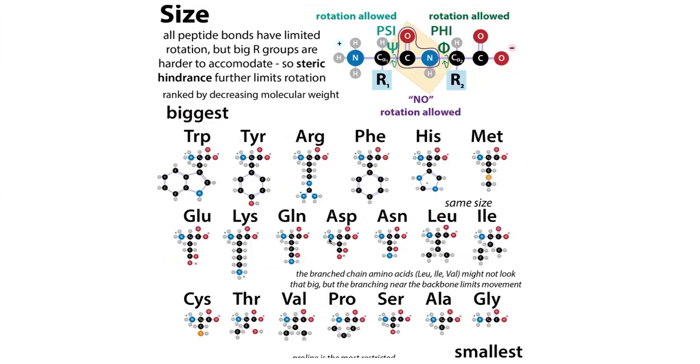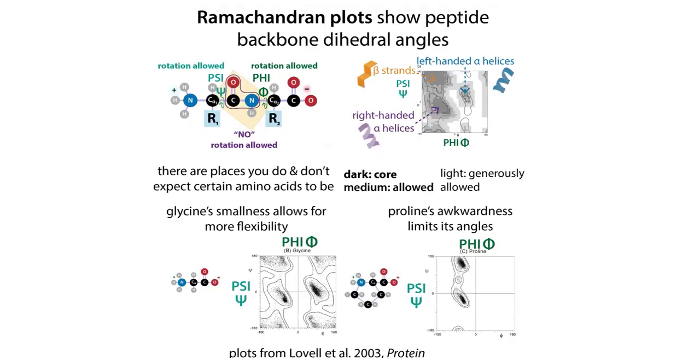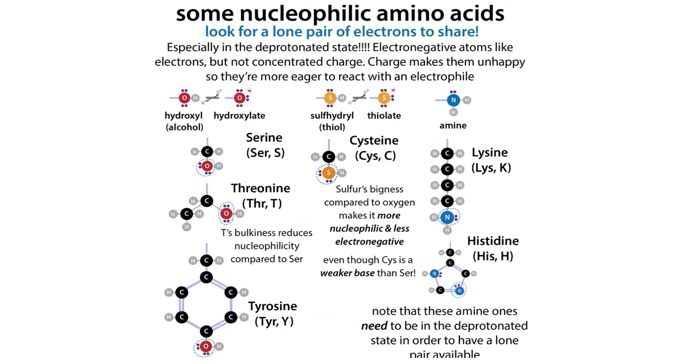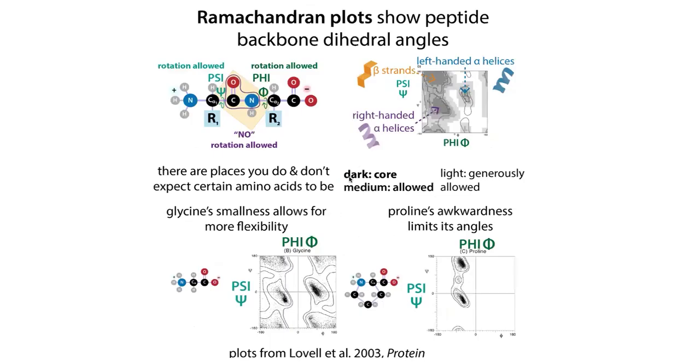But speaking of flexibility, both threonine and valine are what we call branched chain amino acids, and they have their branching close to their backbone. This is going to make it hard to rotate around them without getting clashes and things hitting one another. And therefore, you're not very likely to find it in an alpha helix, but you could find it in a beta strand.